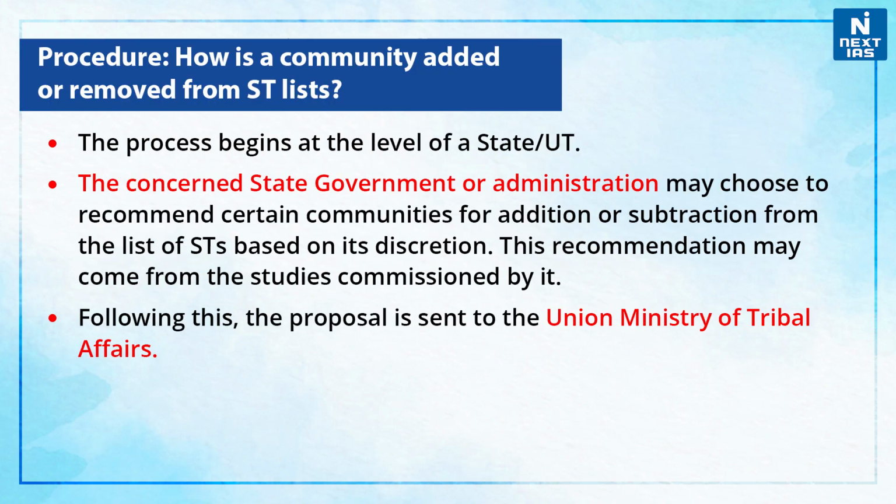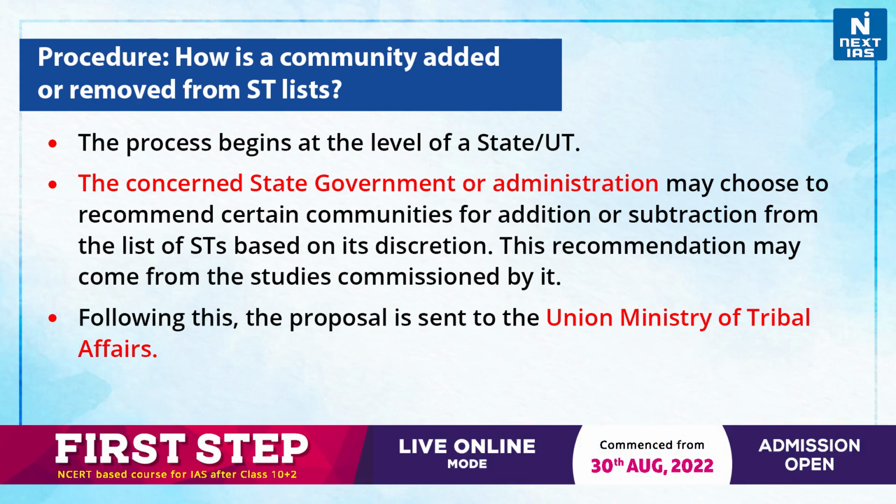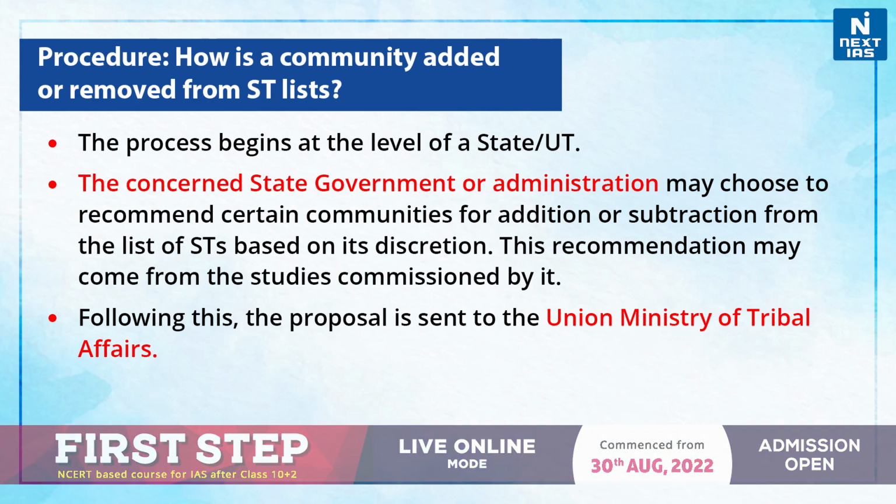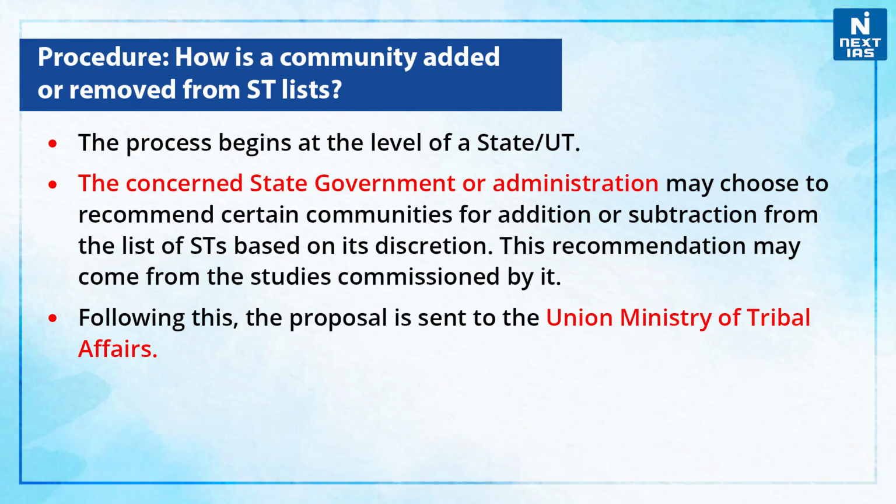Now let us discuss the procedure of how a community is added or removed from the ST list. First of all, the process begins at the level of the state or union territory. The concerned state government or administration may choose to recommend certain communities for addition or removal from the list of STs based on its discretion. This recommendation may come from studies commissioned by it. Following this, the proposal is sent to the Union Ministry of Tribal Affairs.